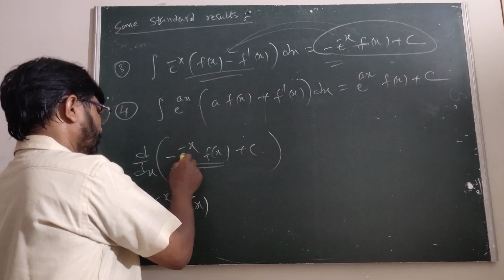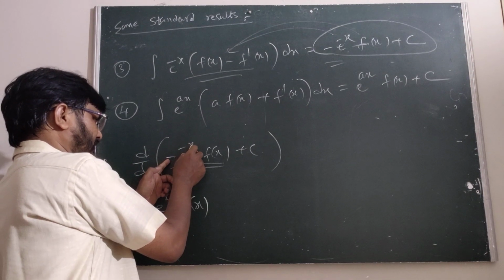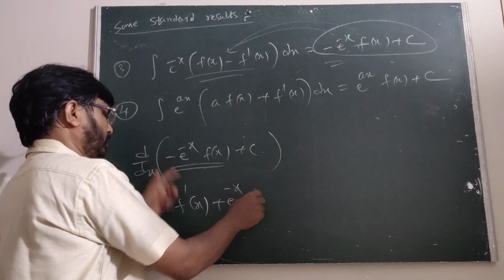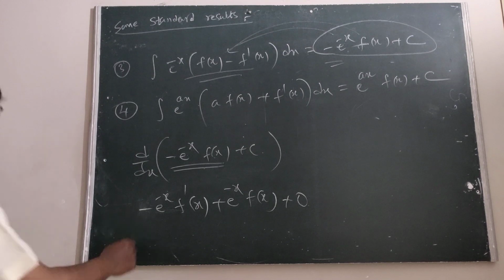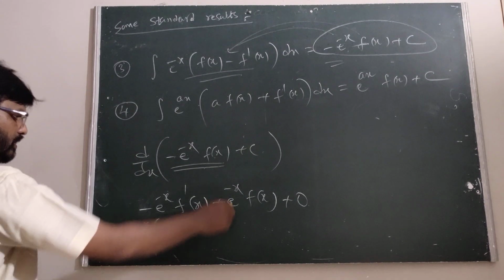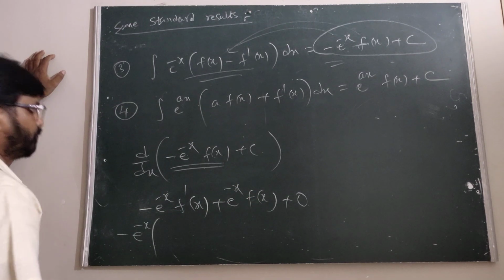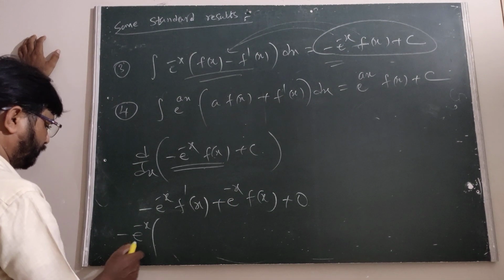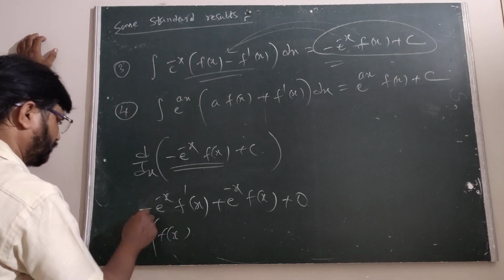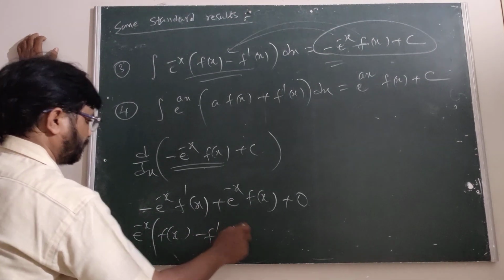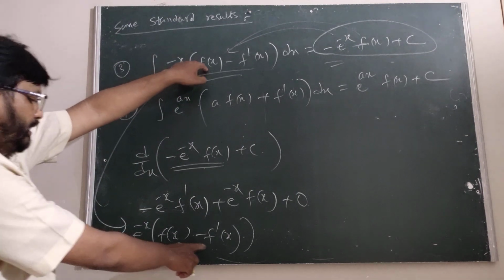After that, the derivative of e power minus x: the derivative of minus x is minus 1, so minus of minus, plus f of x. The derivative of the constant is 0. Now we are taking the common factor minus e power minus x, we are getting here f dash of x, and this is minus f of x. Therefore we are taking the common factor e power minus x. When you take e power minus x, this is f of x, and this is minus of f dash of x. Is it clear?